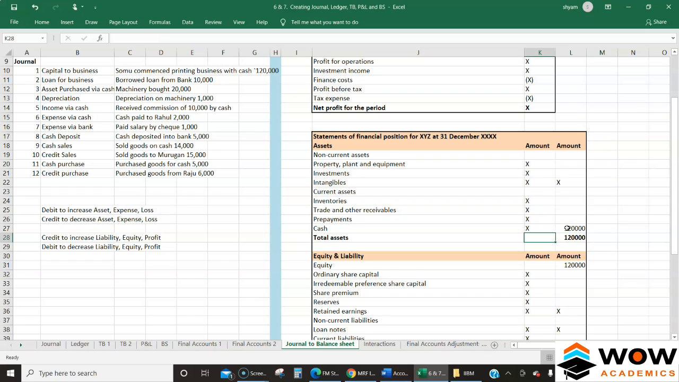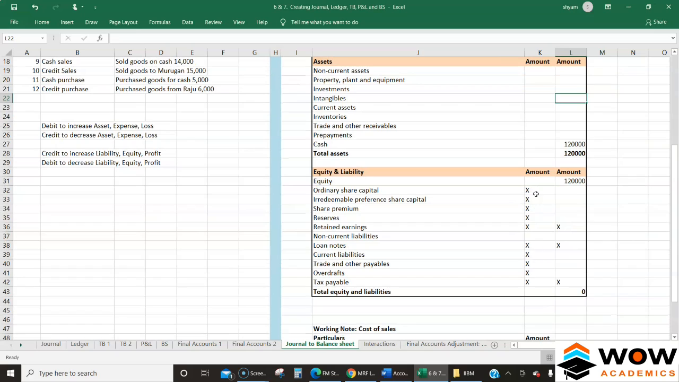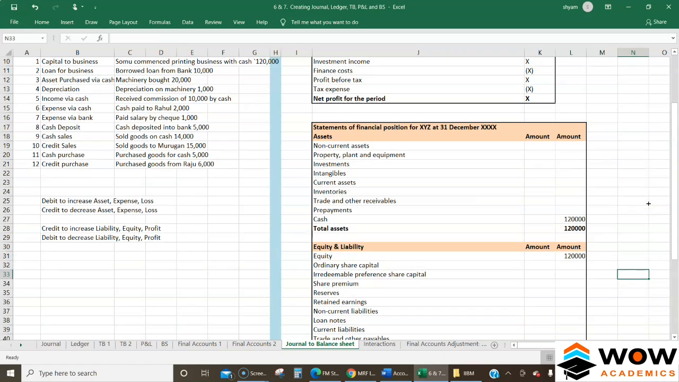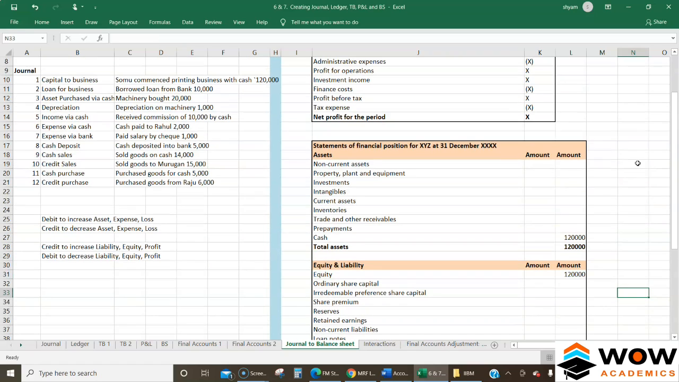Okay, so we'll take all the placeholders and neatly have only the format. Always look at the balance sheet total and the liability total. They will always be at 1,20,000. They should come to 1,20,000.